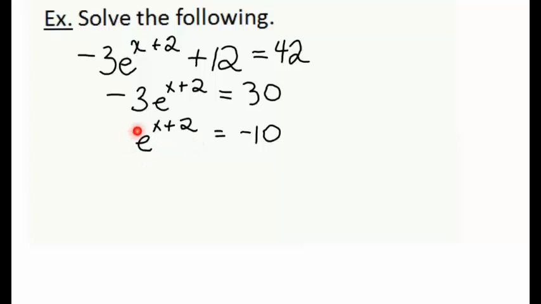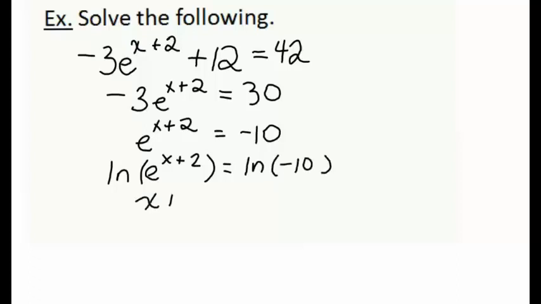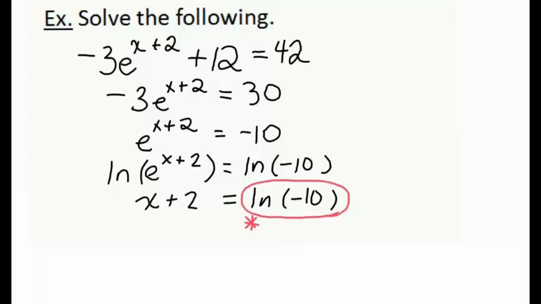Now that we have the exponential expression all by itself on the left-hand side, now's a good time to apply the natural logarithm to both sides to get rid of this base of e. So the left-hand side does become x plus 2. But did you notice something here that went wrong? Maybe you recall when we started working with the natural logarithm that we can't have negative values inside of our natural logarithm. This implies that there are going to be no values of x that solve our original equation.